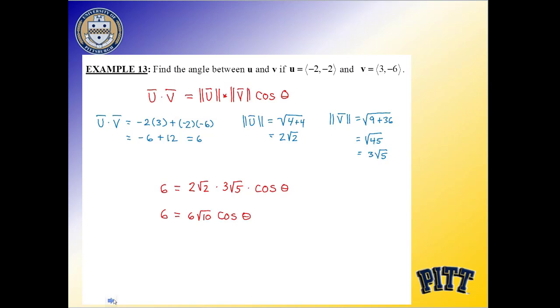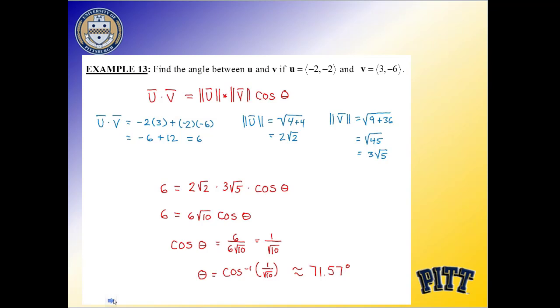Which means 6 equals 6 times the square root of 10 times the cosine of theta. The cosine of theta would equal 6 over 6 times the square root of 10, or 1 over the square root of 10. And I'm going to do an arc cosine of that to get about 71.57 degrees.